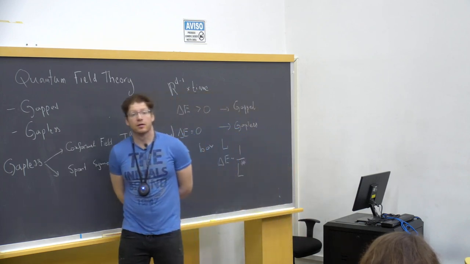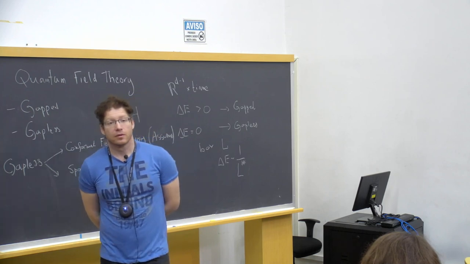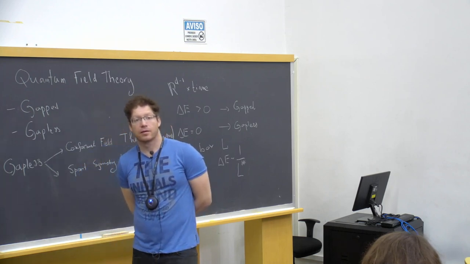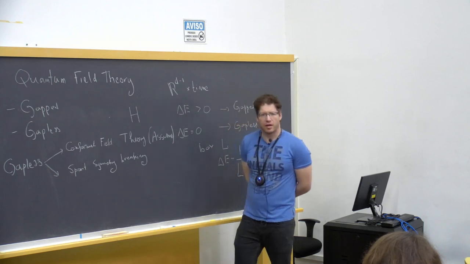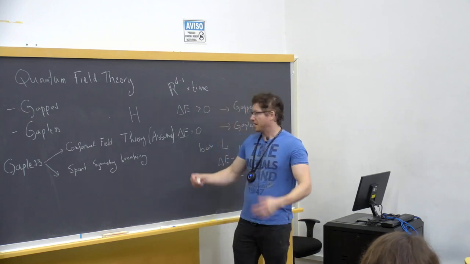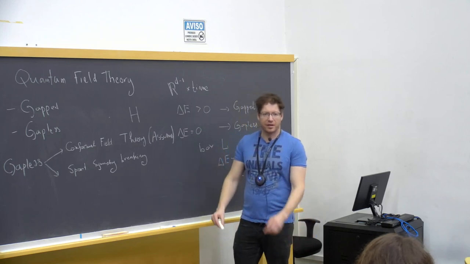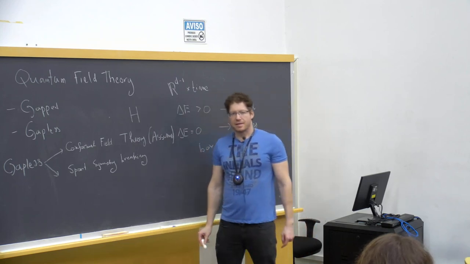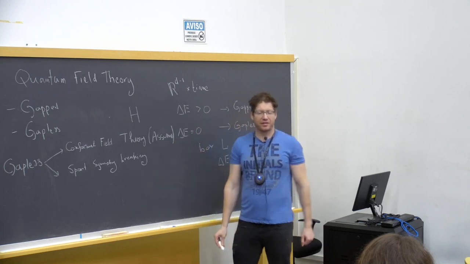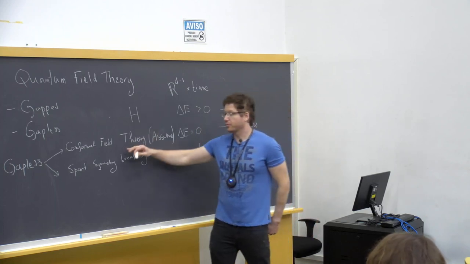Any other? Say again. Are these the only possible cases? Probably not. You could imagine a massless spin 3.5 particle in some extension of quantum field theory. It's hard to say that this is exhaustive, but this is what we will encounter in this course.